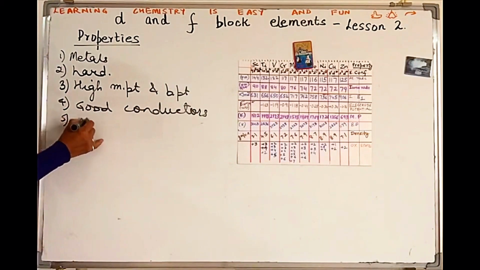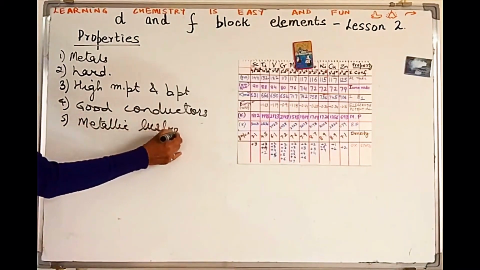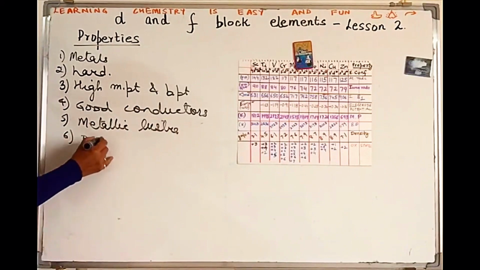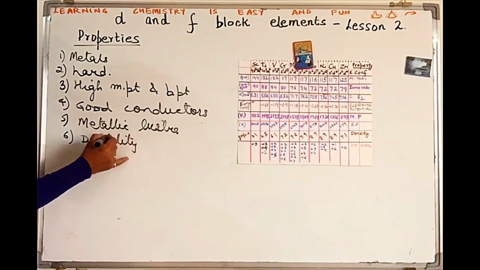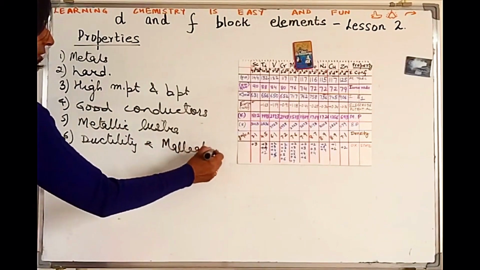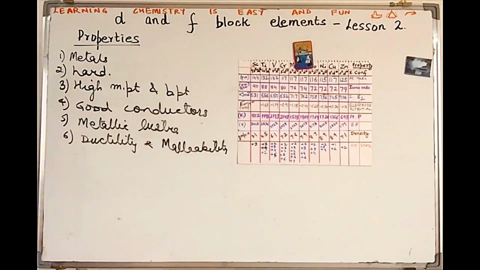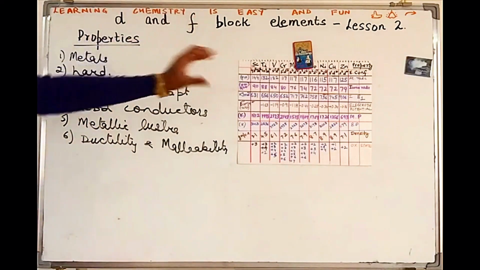Again, the characteristic properties: metallic luster, ductility, malleability. I hope you all are familiar with these terms. Ductility is the ability to be drawn into thin wires. Malleability is the ability to be beaten into thin sheets, right? Now all these properties are shown by elements of the D block. Let us correlate these properties to their structure.